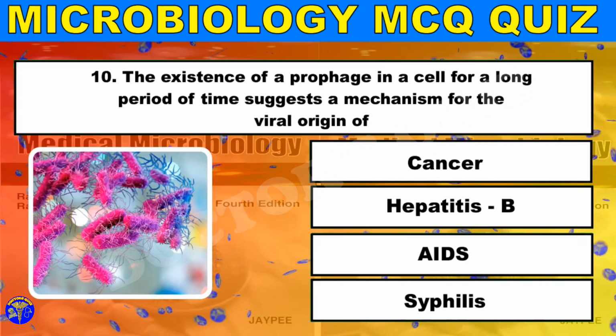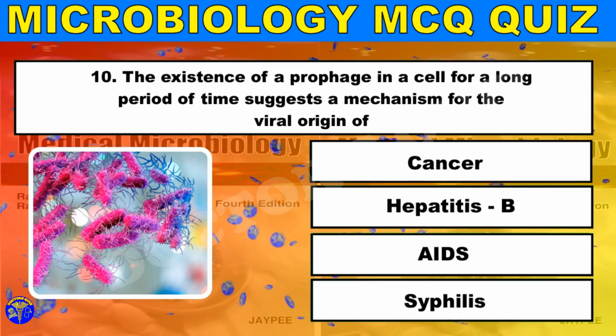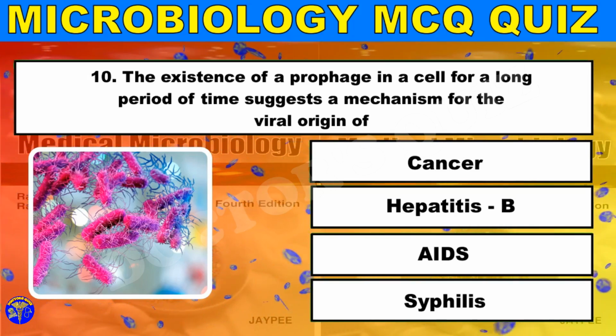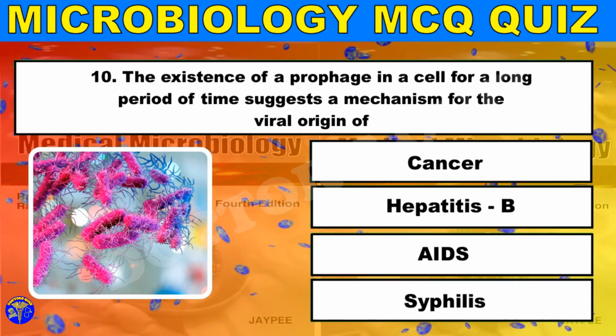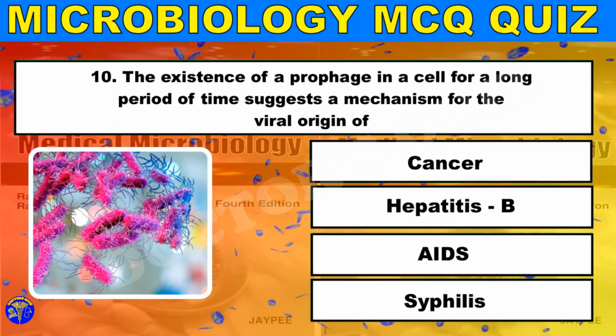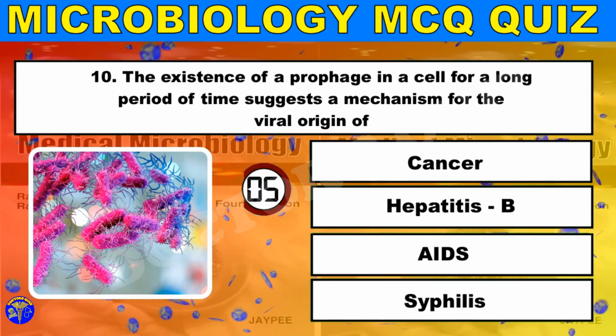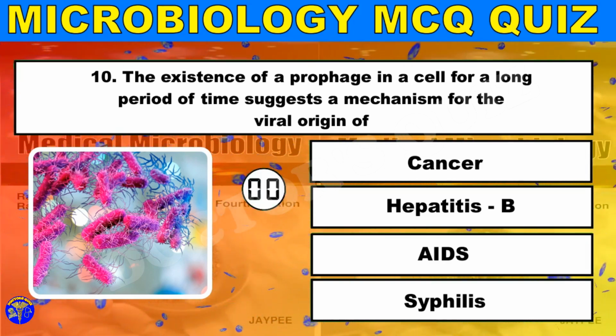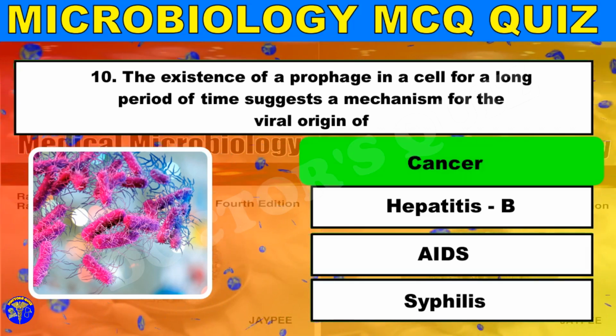The next question is, the existence of prophage in a cell for a long period of time suggests a mechanism for the virology of? The options are cancer, hepatitis B, AIDS, and syphilis. The right answer is cancer.